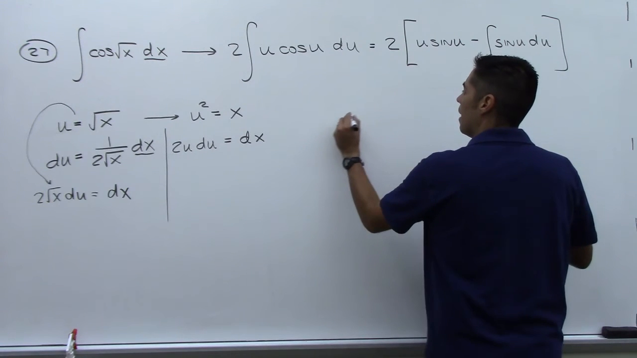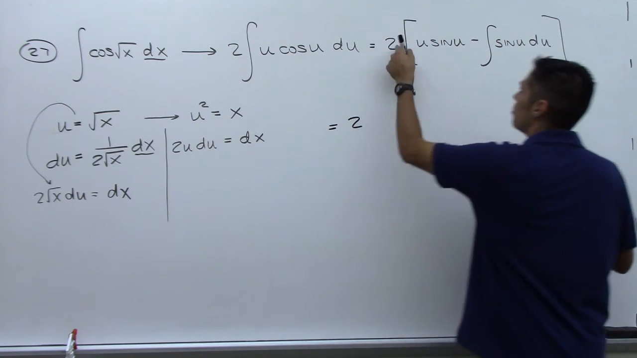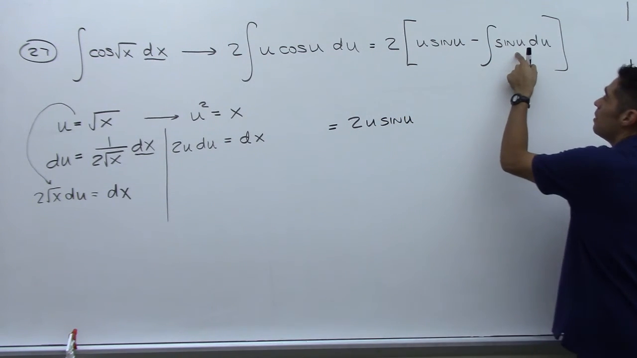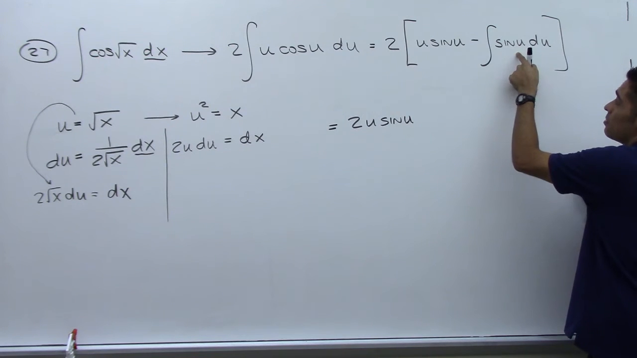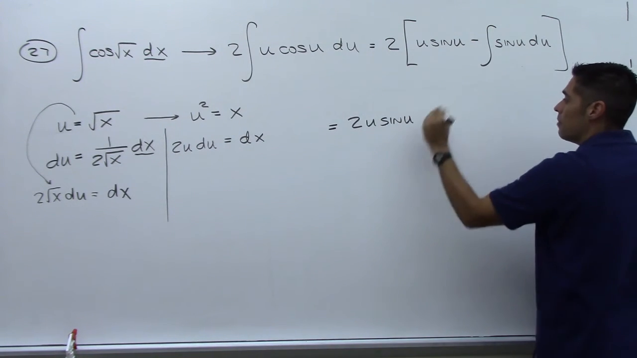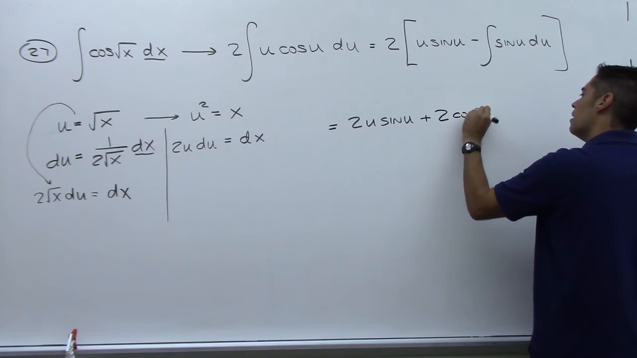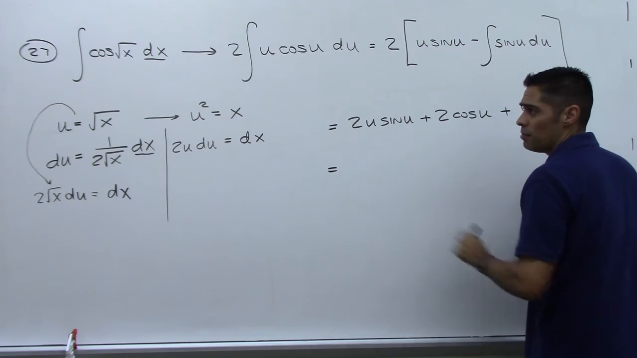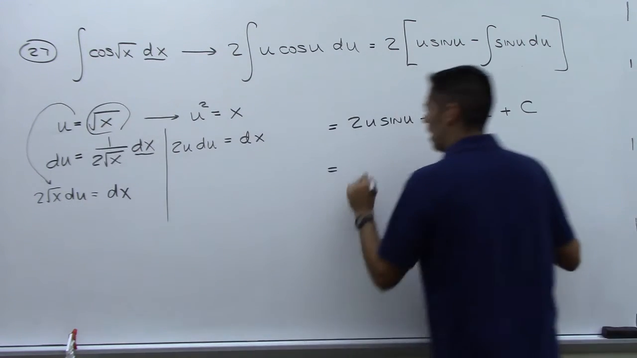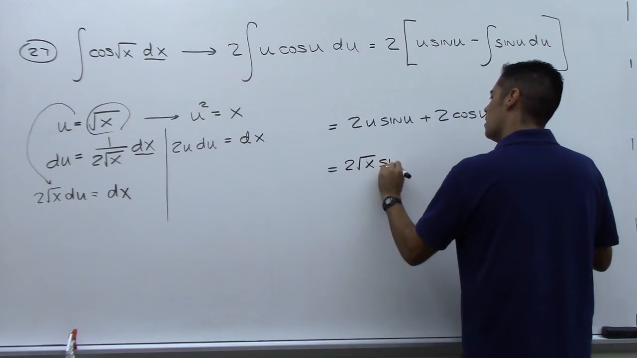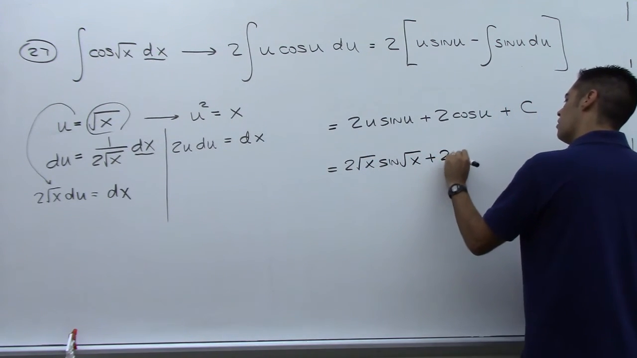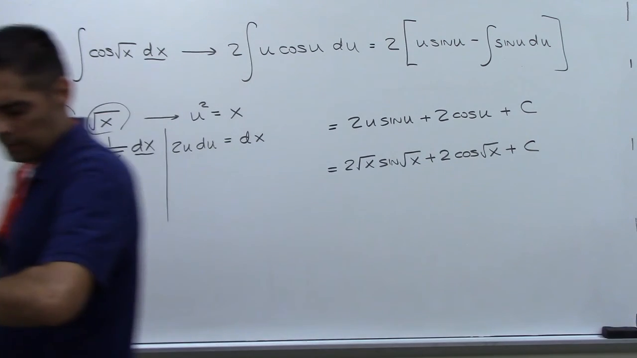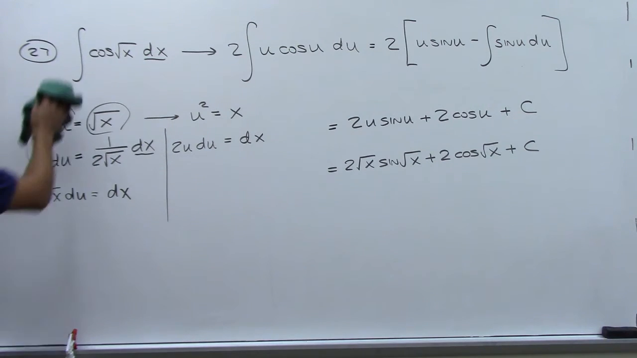So now we have 2, I'm going to distribute the 2 through, 2u sine u. And then the antiderivative of sine of u is negative cosine u, so the negative is going to become a plus here, and the 2 is going to come through. So 2 cosine u plus a constant of integration. And finally, let's replace all our u's with what u was in the problem, which was the square root of x. So 2 root x sine root x plus 2 cosine root x plus c. So that's 27. I have probably enough time for 1 or 2 more.